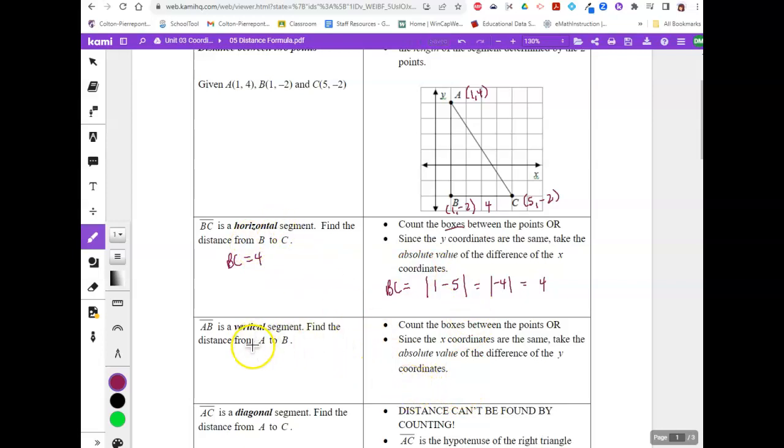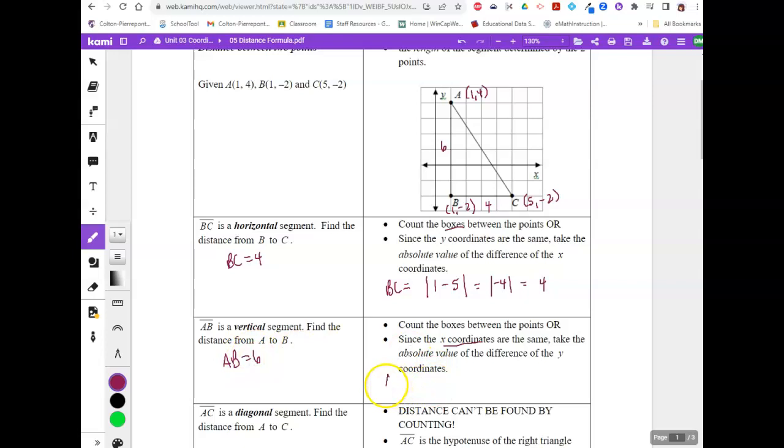All right, the same thing is true for a vertical segment. AB is a vertical segment. So if we want to find the distance from A to B, we just count the boxes between the points, or since the x coordinates are the same, take the absolute value of the difference in the y coordinates. Okay, so if I go from here, 1, 2, 3, 4, 5, 6. All right, so we know AB is going to be 6.